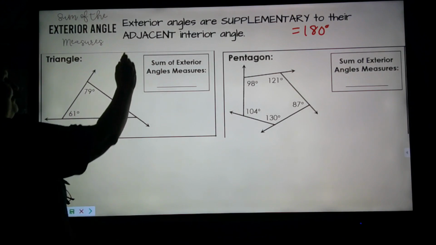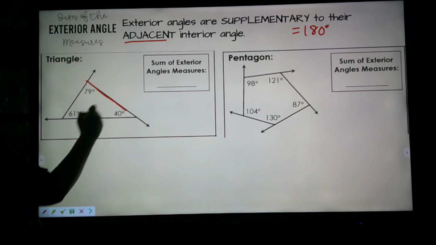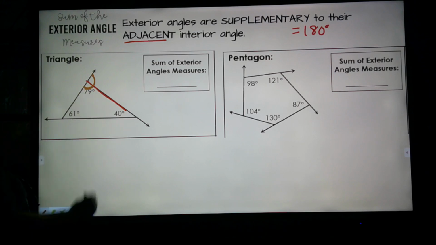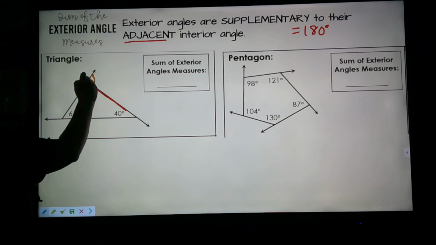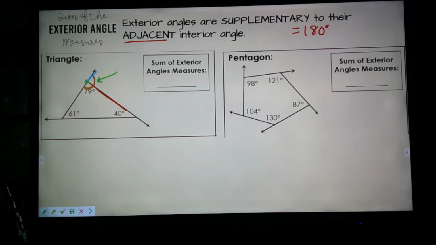So they're adjacent. Adjacent means, one, they share a common wall. So if we're looking at this angle, this and this share a common wall, the common side. They also share a common vertex, right? Which is right here. Let me make that green. They share a common vertex. So we're talking about this angle right here. It's adjacent to 79, and it's supplementary, which means it has to total 180.